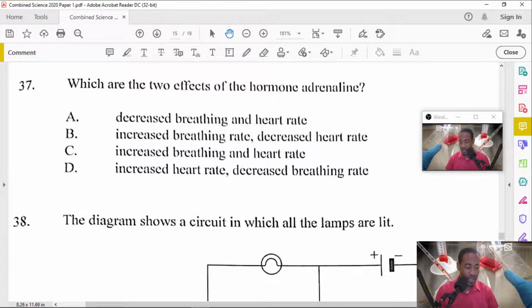Now, a decrease in breathing and heart rate? Not true. Increased breathing, decreased heart rate? Not true, because your heart rate will go faster. Your pupils also dilate, and so increased breathing, increased heart rate. Definitely, that's our answer right there. All right, let's go to number 38.